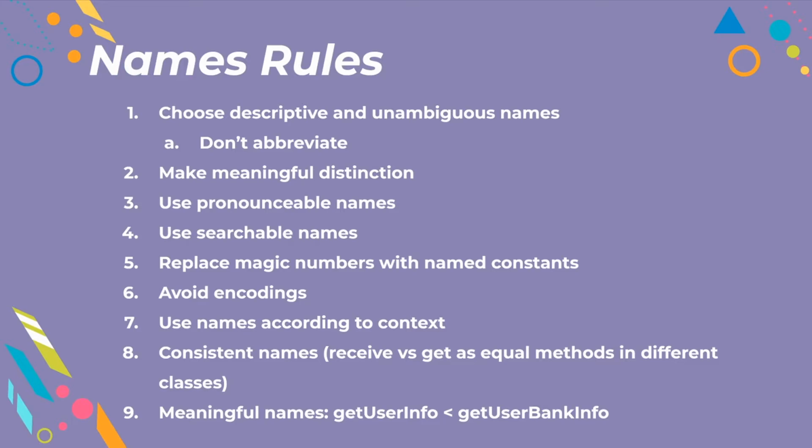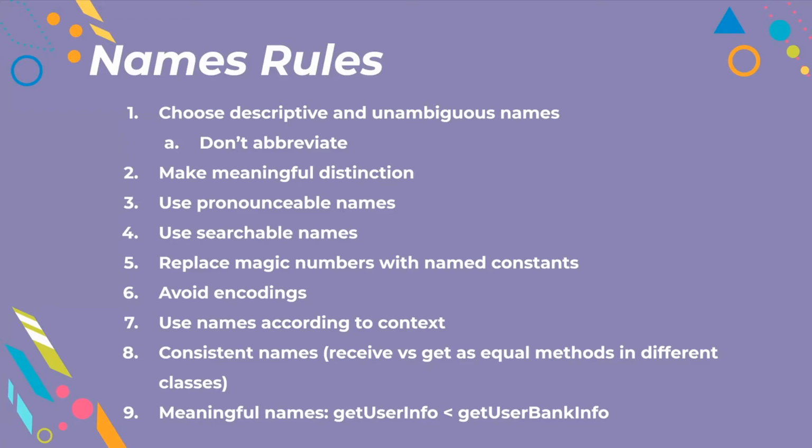Number 8 is consistent names. For example, you're coding your own project and you've been writing functions like receive students, receive teachers, receive this, receive that, and all of a sudden your friends start typing get this, get that, and now you're like, wait, which one are we using? This is confusing because at first you don't know if they're different or if they have the same functionality. So make sure you use consistent verbs in this case.